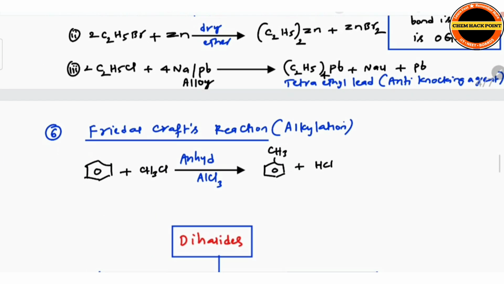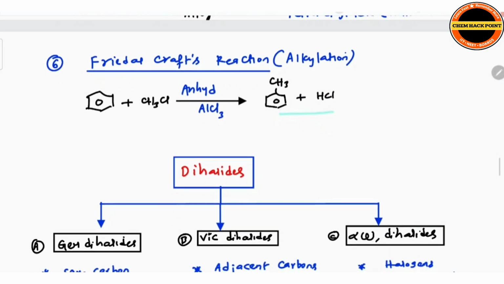Friedel-Crafts reaction, alkylation, where an alkyl group is added to the benzene ring, that is benzene, alkyl group, alkylation, CH3Cl.